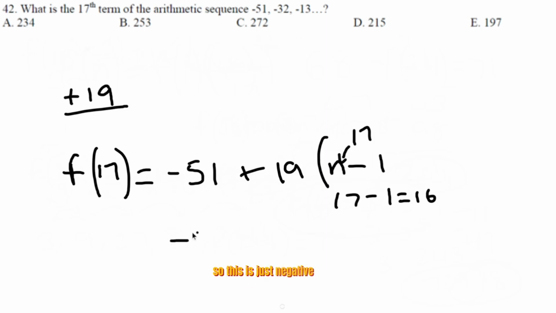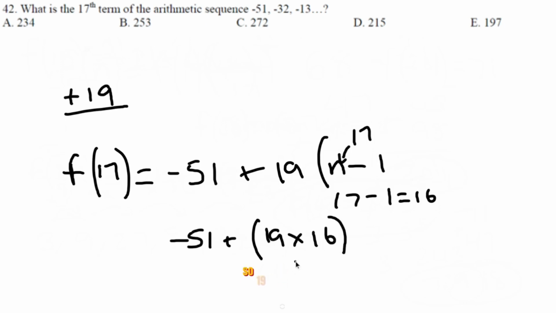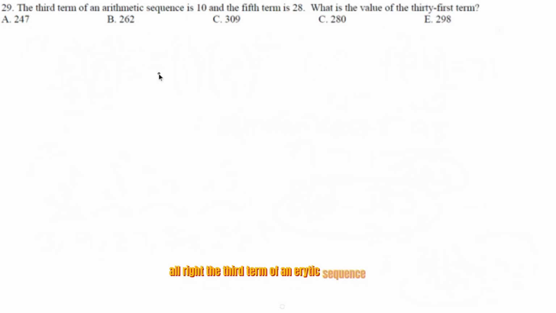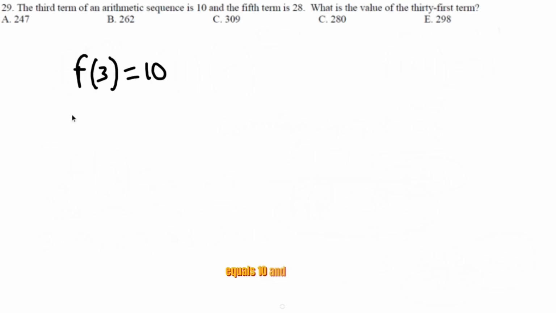So this is just negative 51 plus 19 times 16. So 19 times 16 is 304. So 304 minus 51 equals 253. And that's your answer. Alright, the third term of an arithmetic sequence is 10, and the fifth term is 28. What is the value of the 31st term? Alright, so we know that f of 3 equals 10, and f of 5 equals 28.